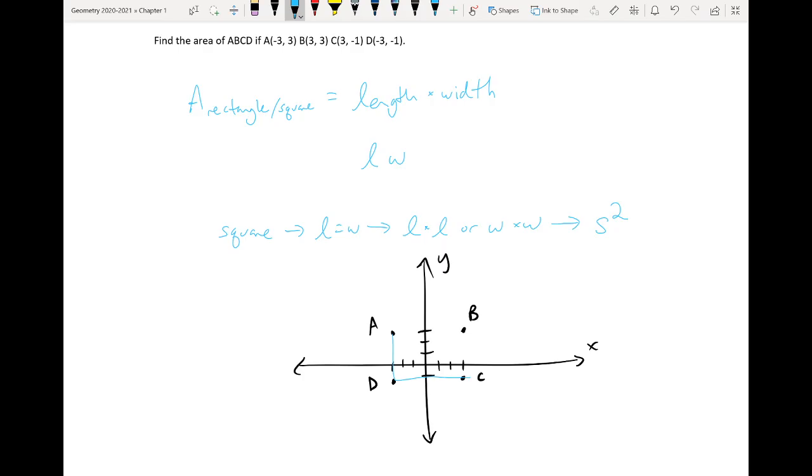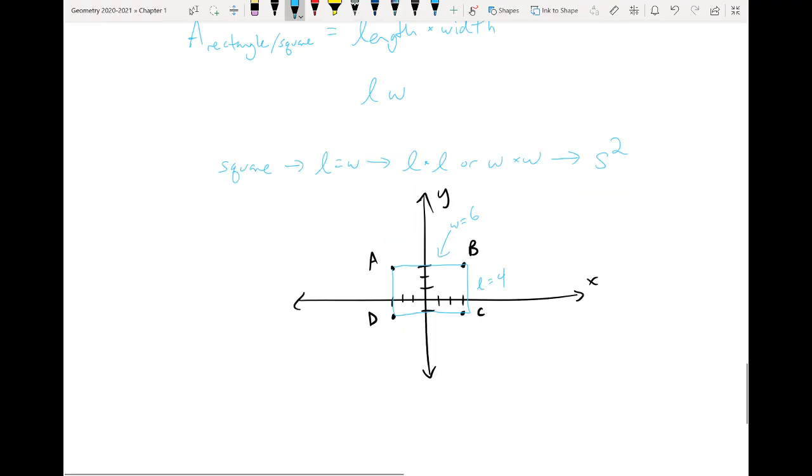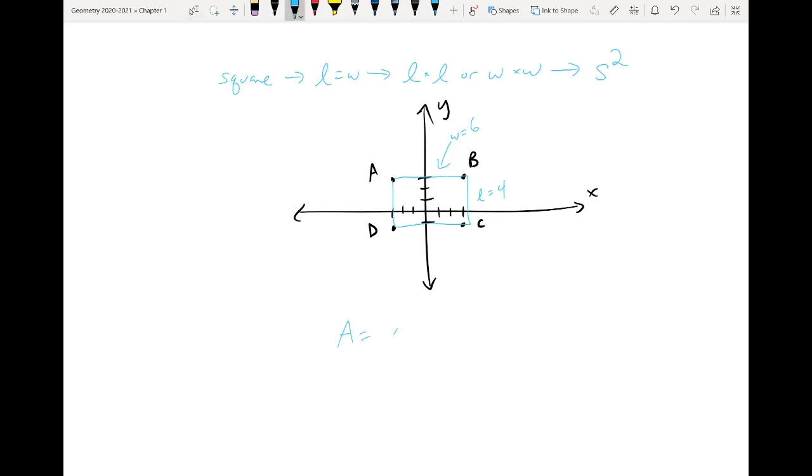So again, for AB, we're going to use a counting principle. This is going to be the width, which is equal to 6. And the length, how tall it is, is equal to 4. So super straightforward. Area is equal to length times width, which means it's equal to 4 times 6, or in other words, 24 square units, or units squared.